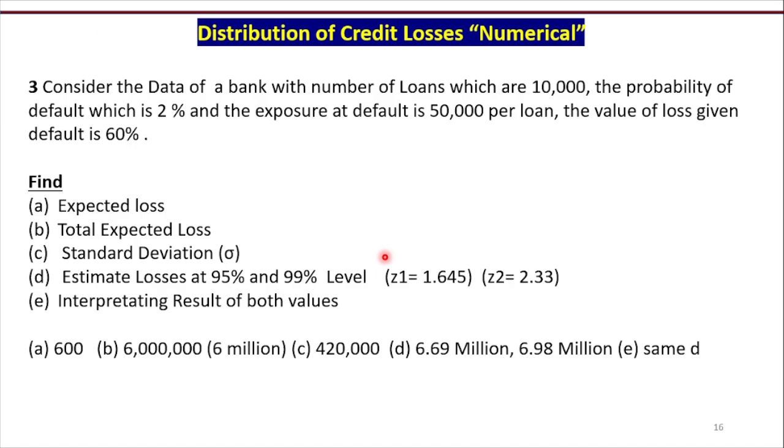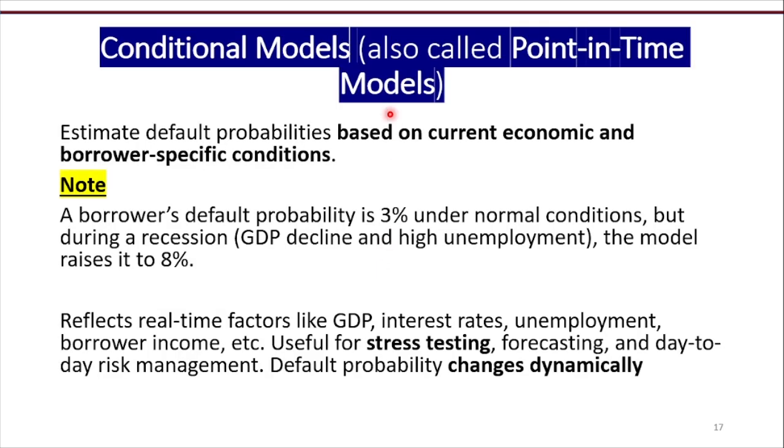Okay, let's see what the conditional model tells us. It estimates default probabilities based on current economic and borrower-specific conditions. It tells us that if there is any kind of default probability, it can be calculated, or you can say it can be used, by looking at the current economic situation and borrower-specific condition. For example, I know you cannot understand this easily. Understand this with the help of this note.